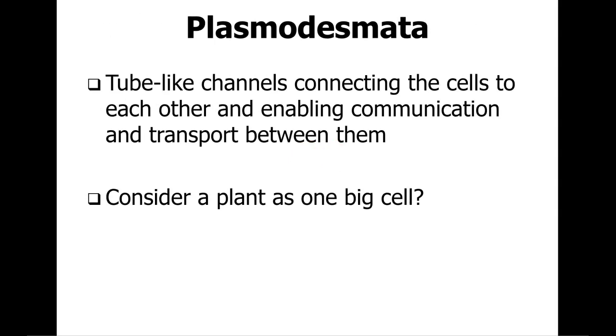Plasmodesmata is going to be a tube-like channel that connects cells to each other and enables them to communicate and transport between each other. So consider a plant as one big cell. How would you do that? How would they get information from the top of the plant to the bottom? And it's going to be done through these plasmodesmata.